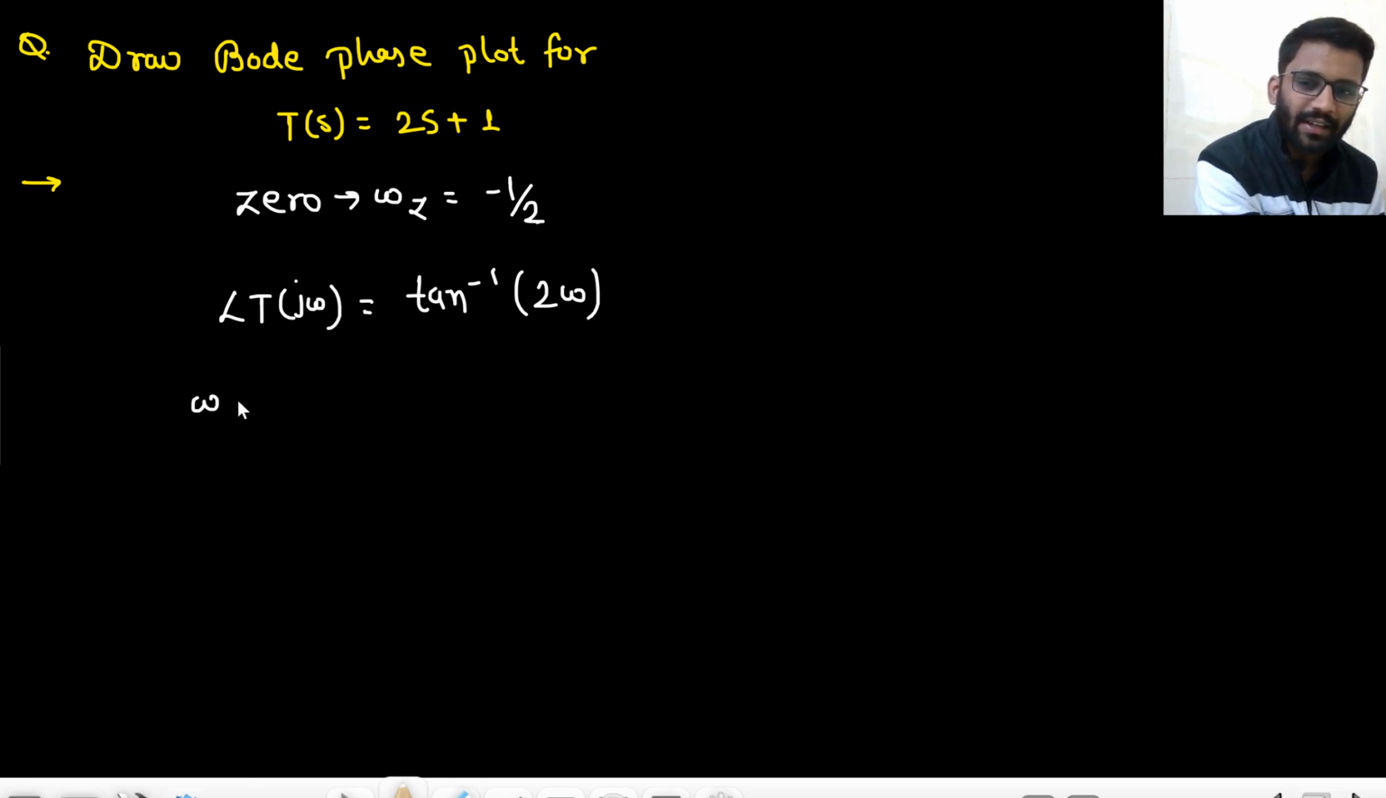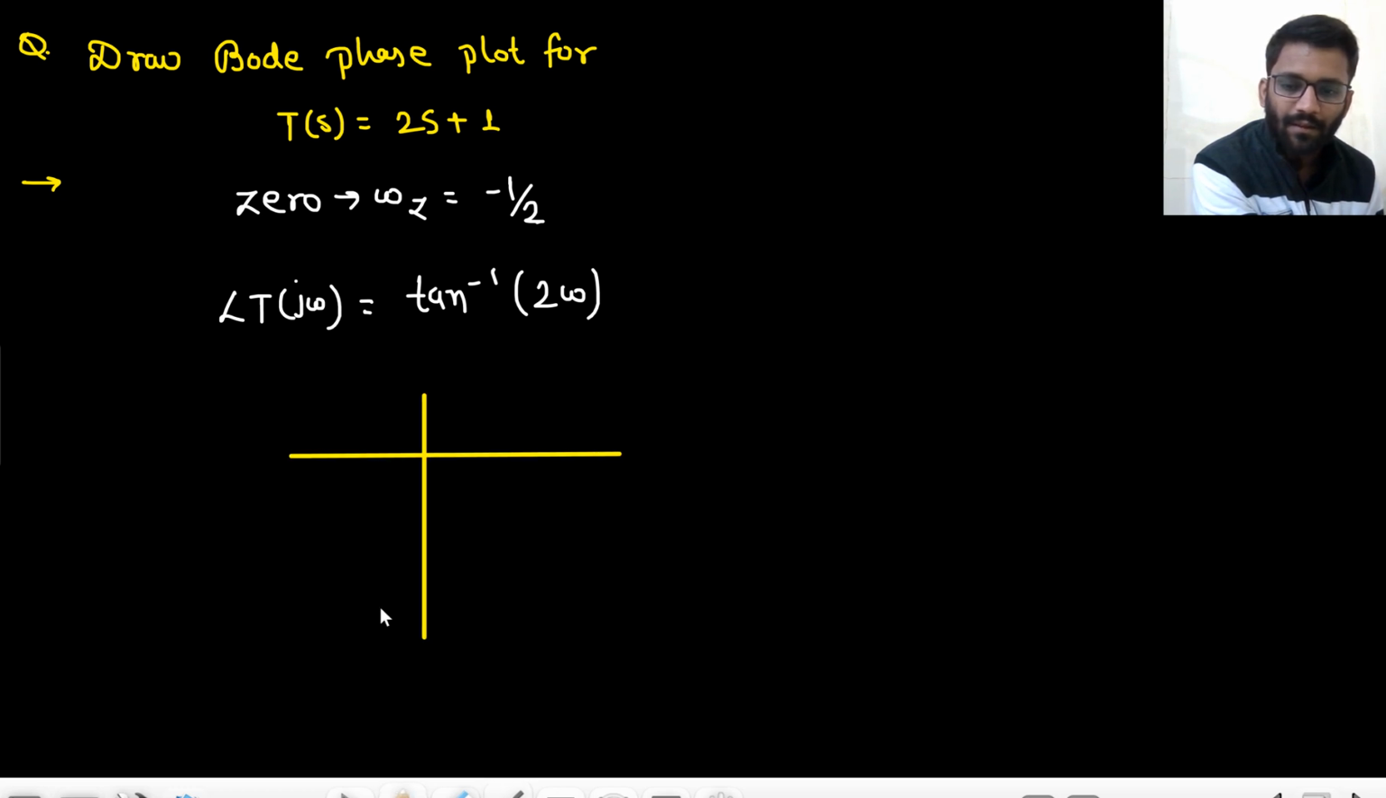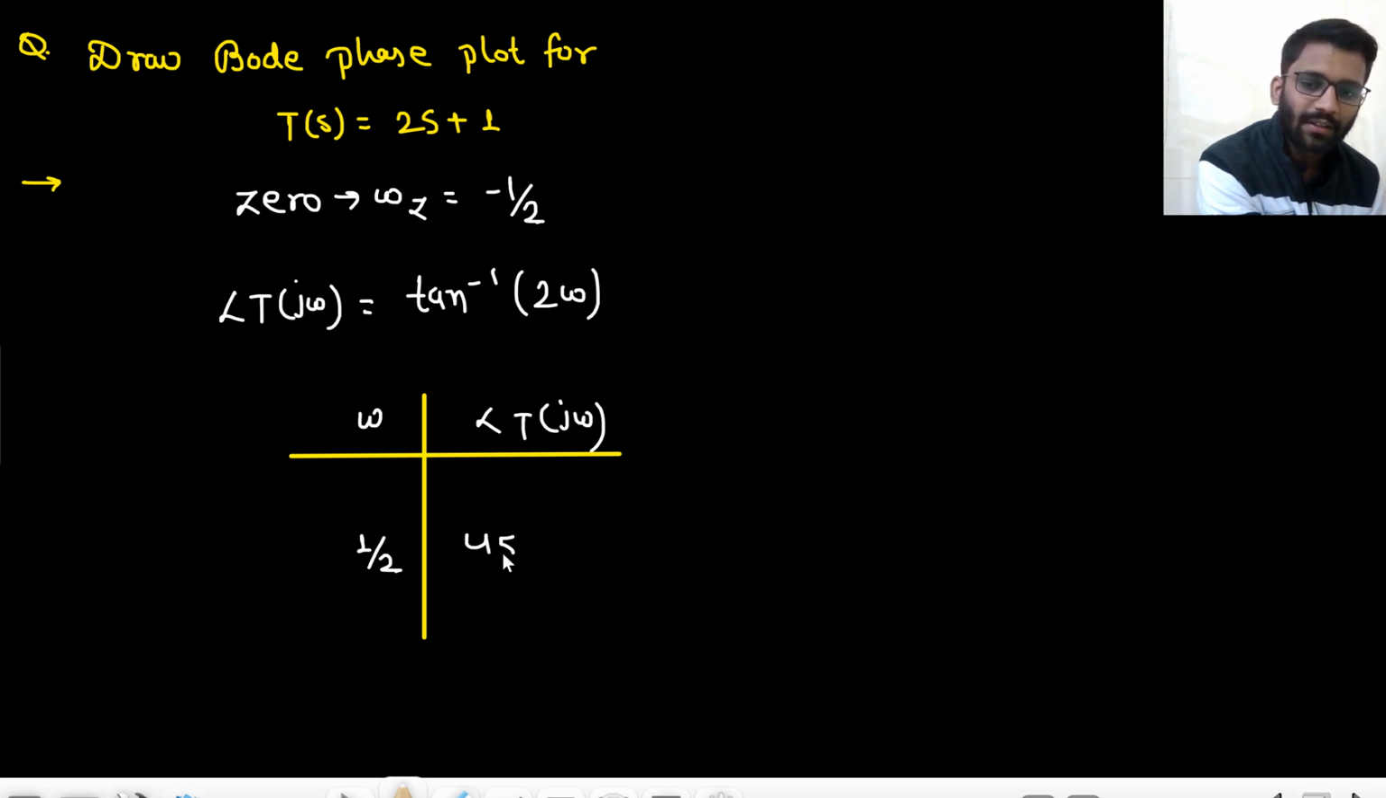So first I will check at, I am writing at omega equals to 1 by 2. What will be my angle? Okay, instead of this I can make a table. This will be more good. I am going to write the values of omega and I will ask you the angle. First I am writing omega equals to 1 by 2. What will be the angle? Tan inverse 1. That means 45 degree.